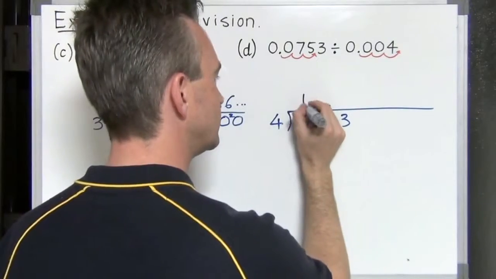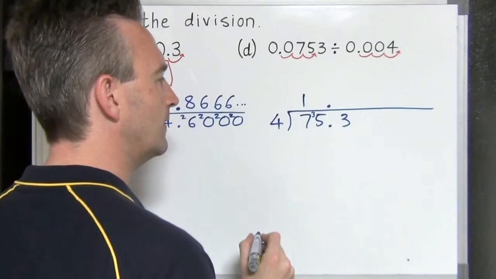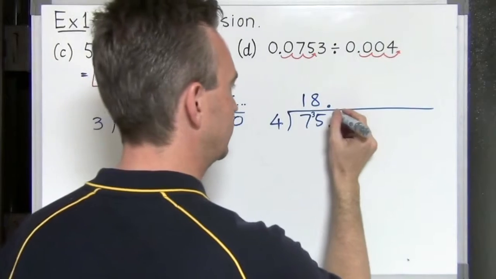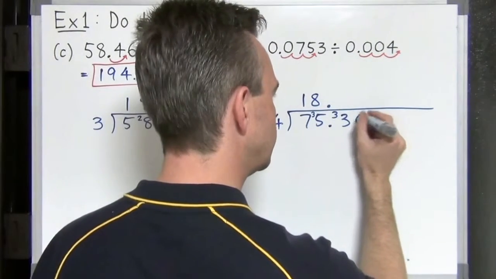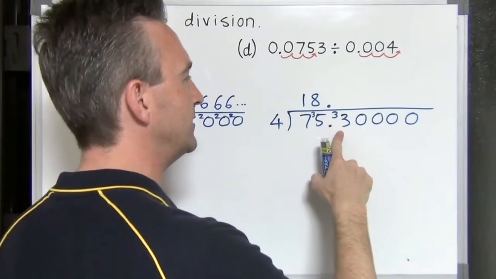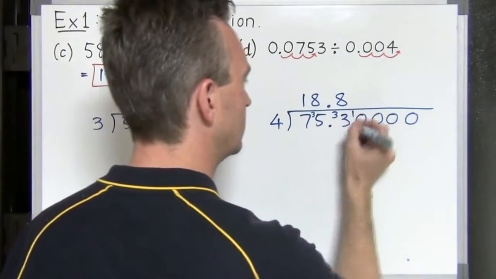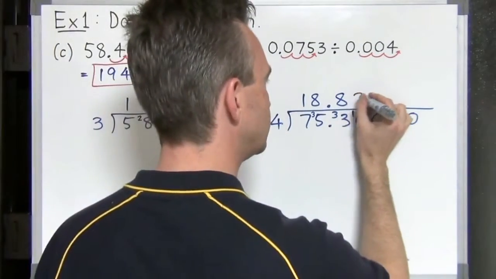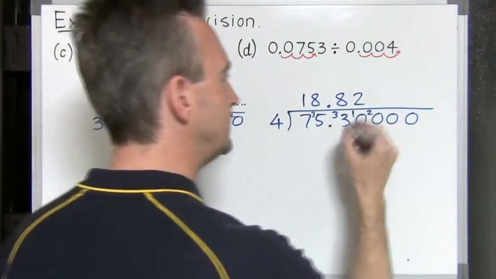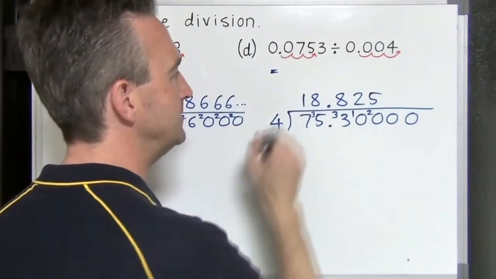4 into 7 goes once. 4 from 7 leaves 3. 4 into 35, 4 8s are 32. 32 from 35 is going to leave a remainder of 3. Oh, and I'm going to need some more zeros here. 1, 2, 3, 4 should be plenty. 4 into 33, again 4 8s are 32. 32 from 33 leaves a remainder of 1. 4 into 10 goes twice, giving 8. 8 from 10 leaves a remainder of 2. 4 into 20 goes 5 times. No remainder. We're done. Answer for this one, 18.825.